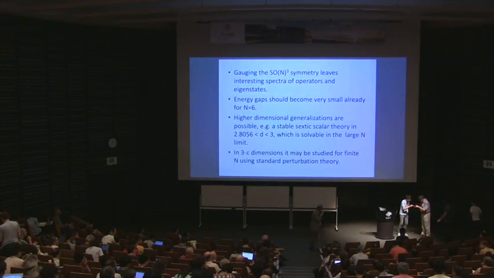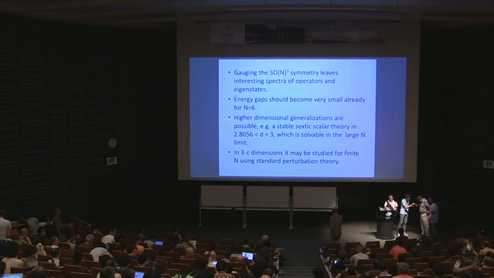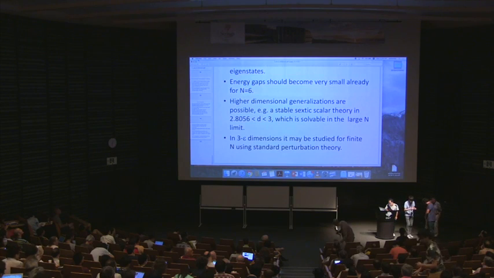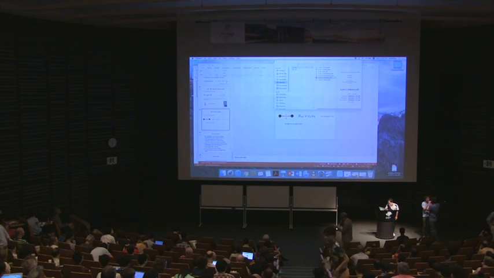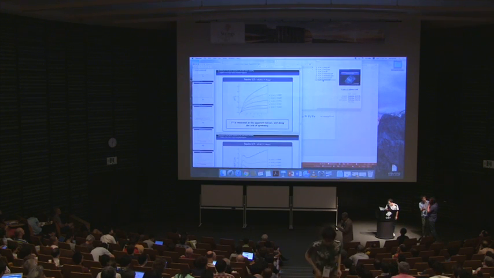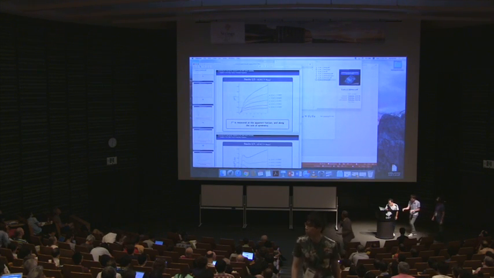So we move on to the last talk this session, Jorge Santos. The title is Connecting the Weak Gravity Conjecture to the Weak Cosmic Censorship.